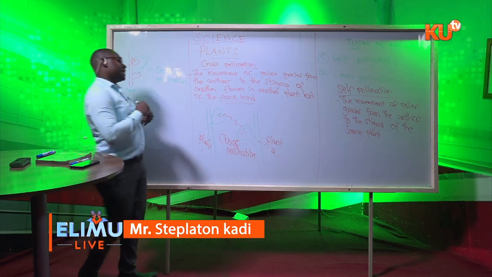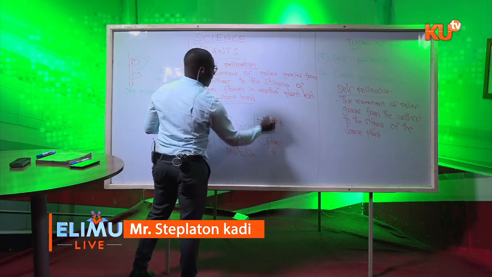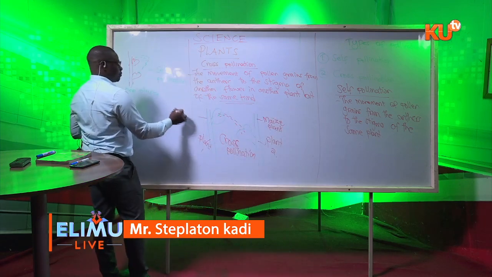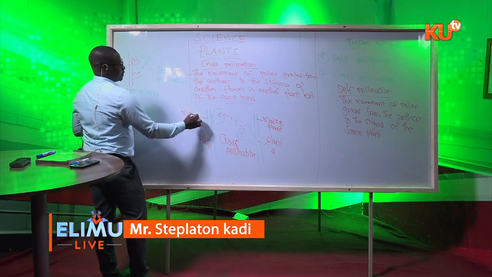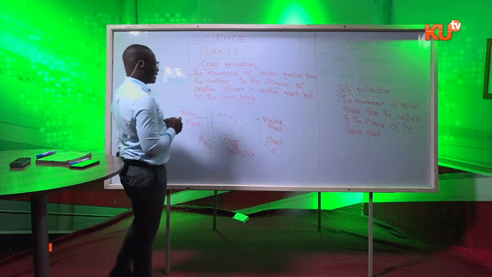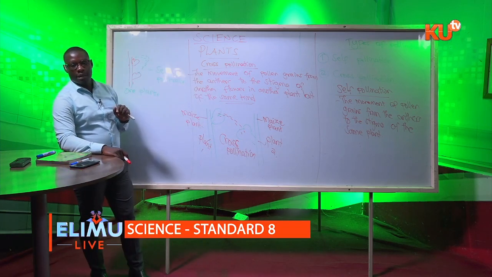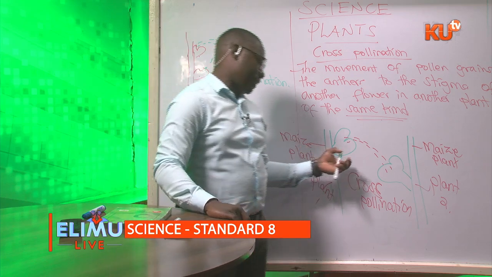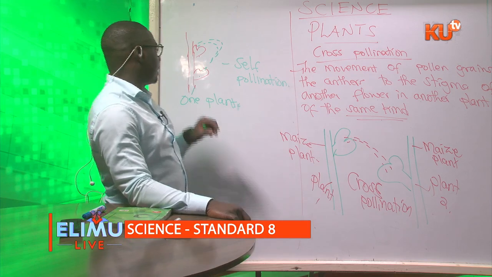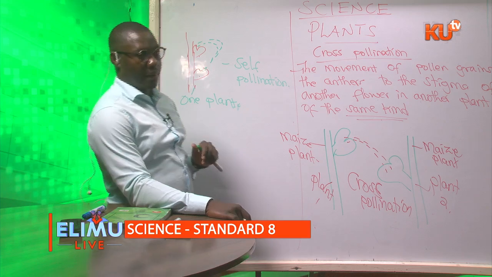Remember the plants have to be of the same kind. If this is a maize plant, this one should also be a maize plant. So that now will be cross-pollination. If we look at it diagrammatically, this will be cross-pollination, 2 plants. This will be self-pollination, 1 single plant.